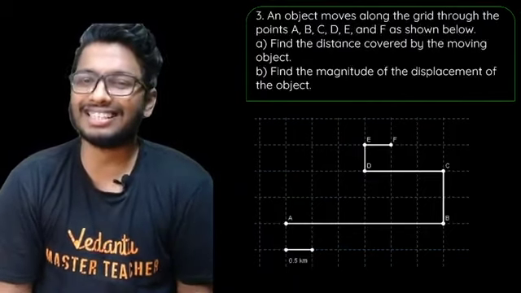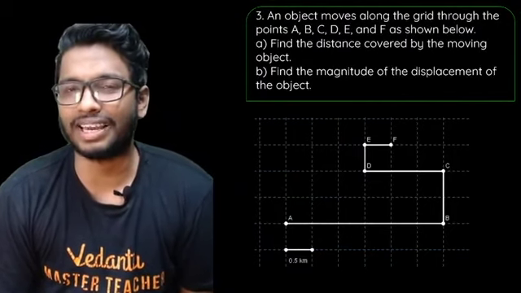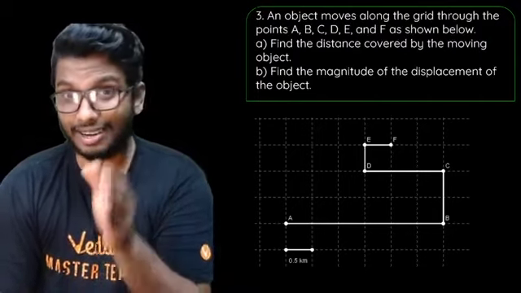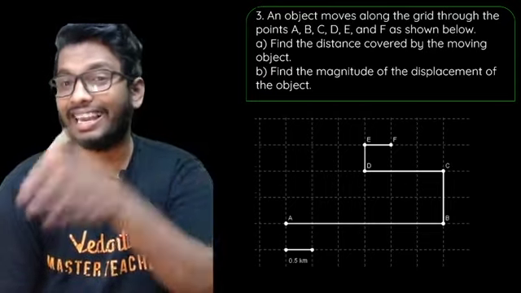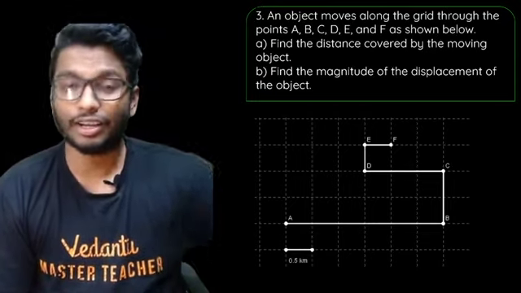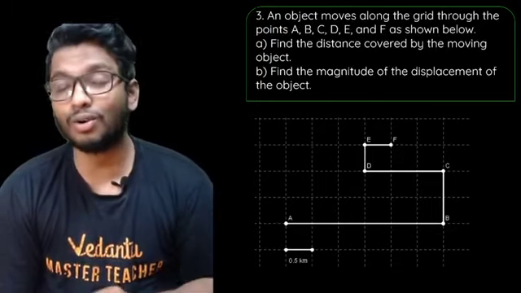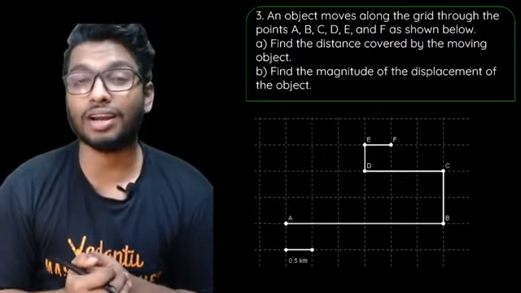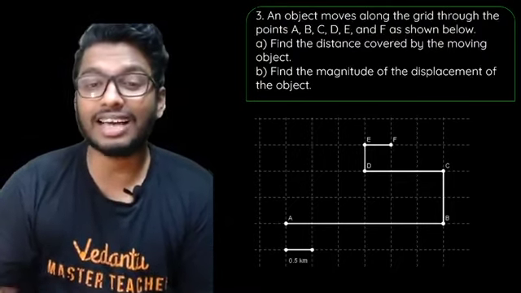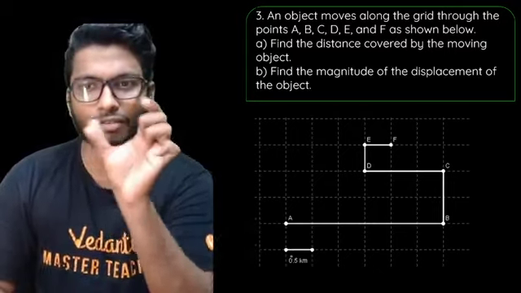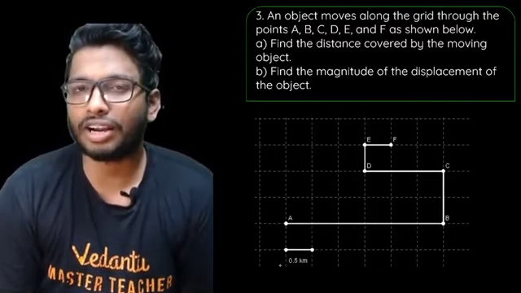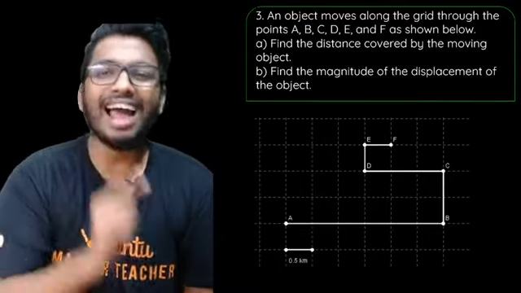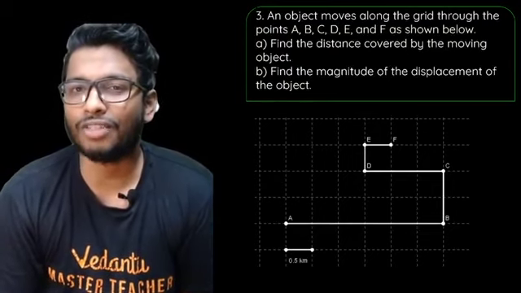Now this question looks a little complicated, but it's actually quite easy. So here we go. An object moves along a grid through points A, B, C, D, E, and F. You're supposed to find out the distance, and also the magnitude of displacement. Now, here's the hint: each unit of that grid is about 0.5 kilometers. So you're supposed to find out the total distance traveled, and also the displacement of that particular object.